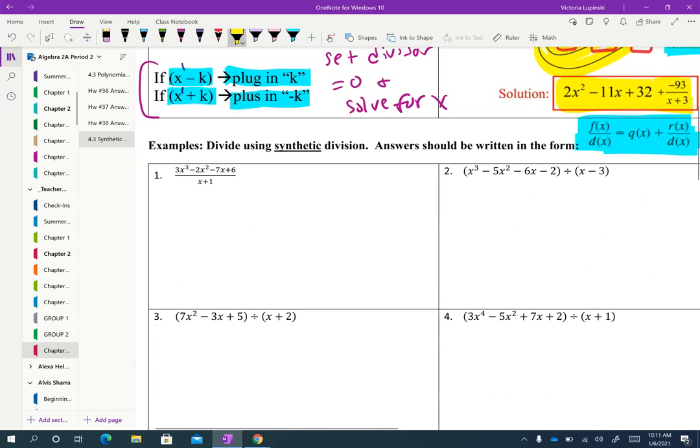So take a look here. It is specifically telling you to use synthetic division. For tonight's homework, please make sure you follow that. You want to make sure that you know how to do both methods. Remember, of course, that your answer should be in the correct form.